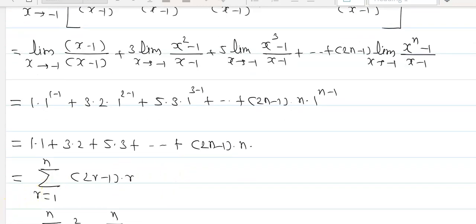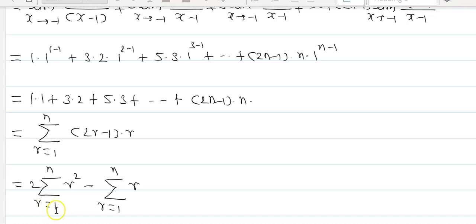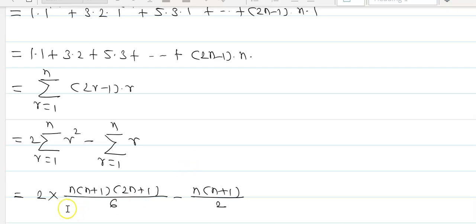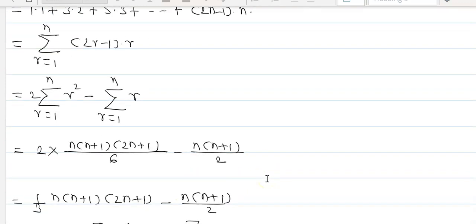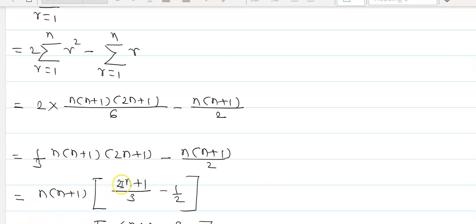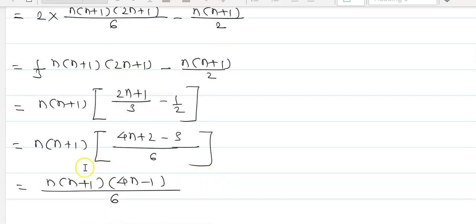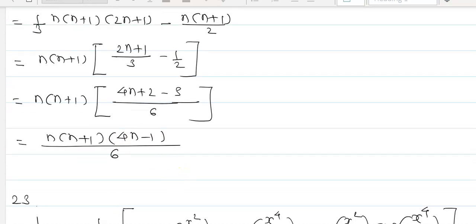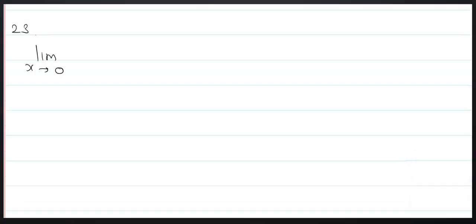That is, the summation r equals 1 to n of (2r-1) into r, which is 2 times the summation r equals 1 to n of r² minus the summation r equals 1 to n of r. Therefore, you will get 2 times the summation of r², which is n(n+1)(2n+1)/6, minus n(n+1)/2. After the evaluation, you will get n(n+1) in square brackets (2n+1)/3 minus 1/2, and the simplification is nothing but n(n+1)(4n-1)/6. Now the next problem, number 23.